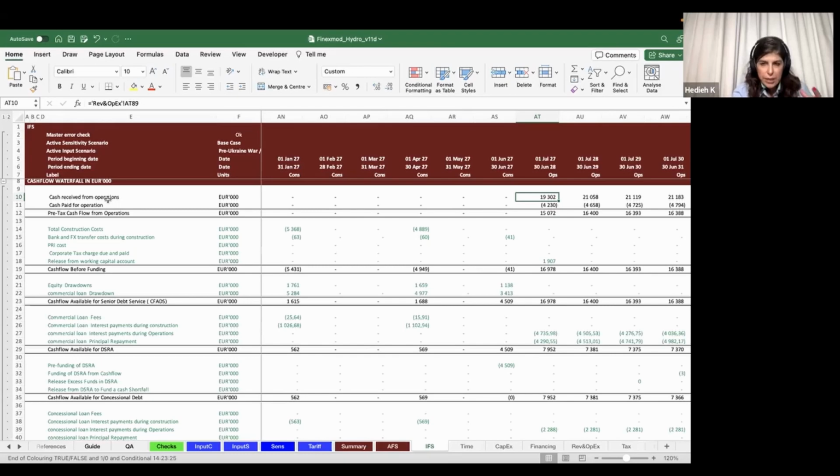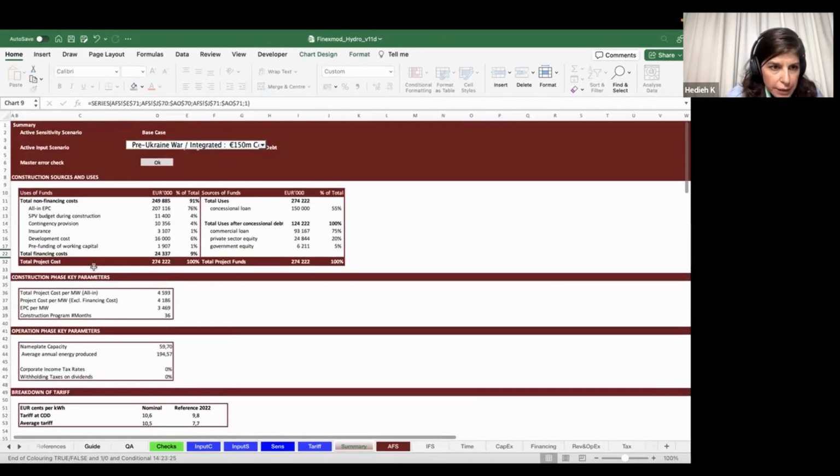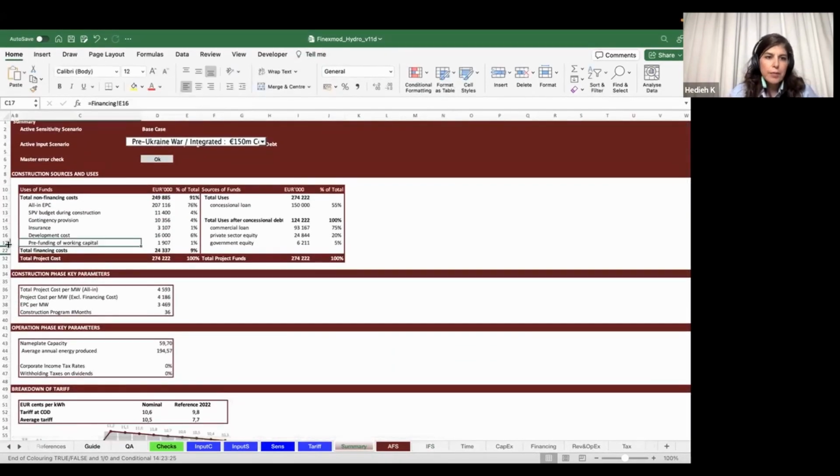So the question is, because I don't have the full cash in this first operating year, shall I pre-fund it and put it as a project cost so that I have enough funds to secure all my expenses? And yes, that's something very common. We call it in the project cost. Let me see if I have it in this model. In the breakdown, pre-funded working capital, exactly.